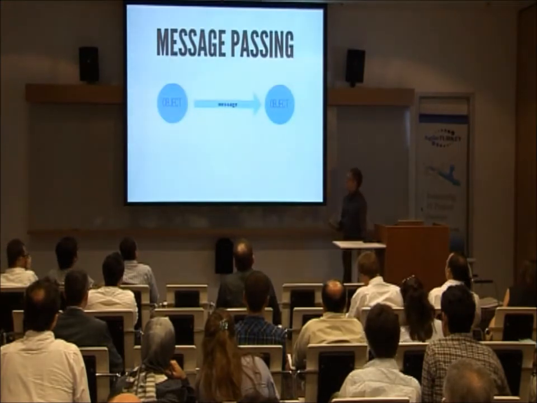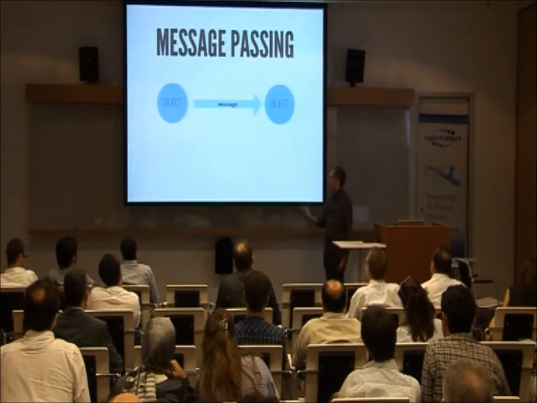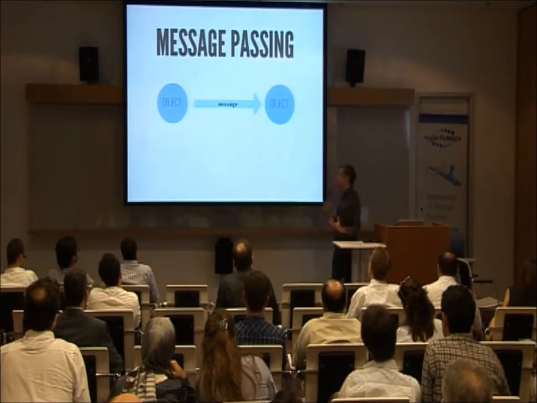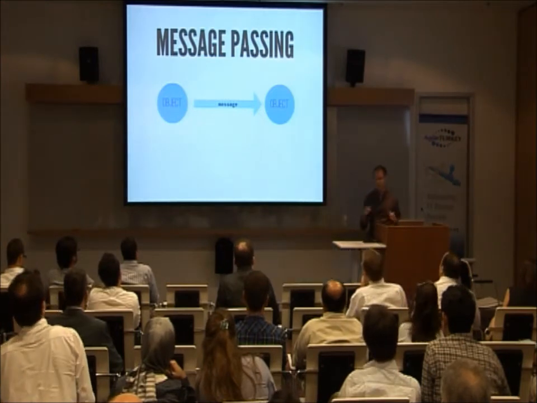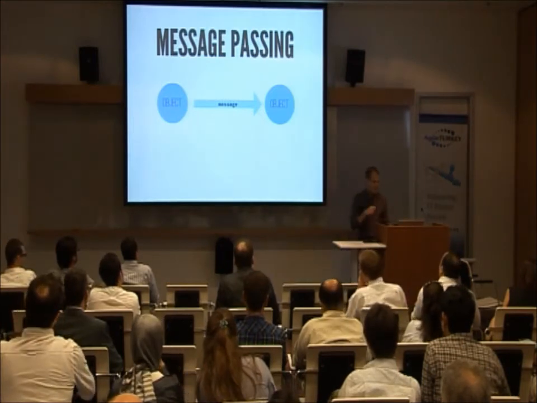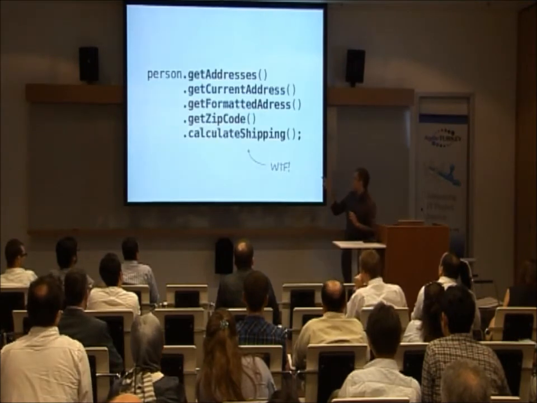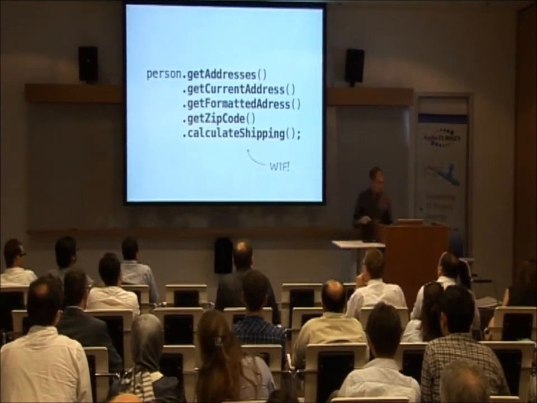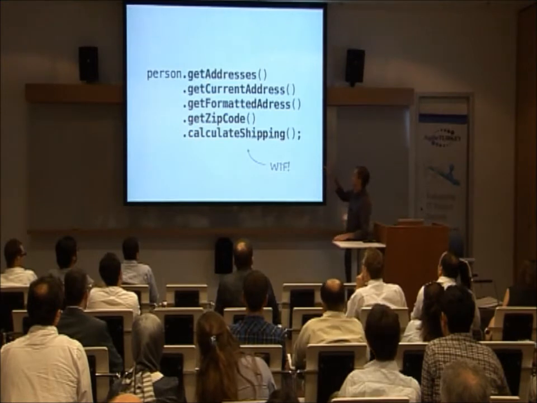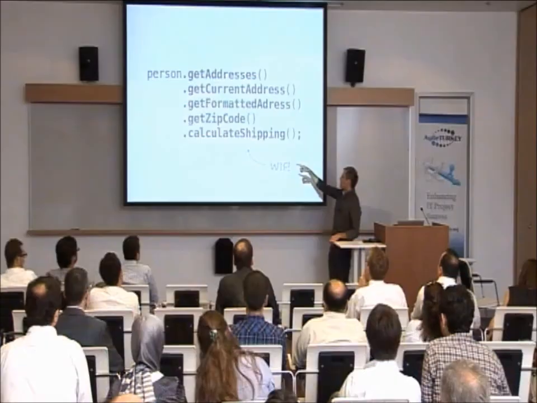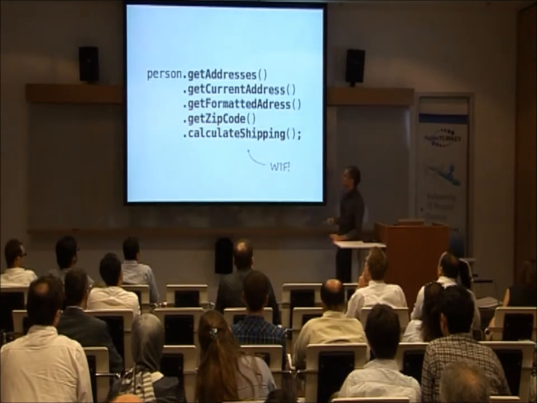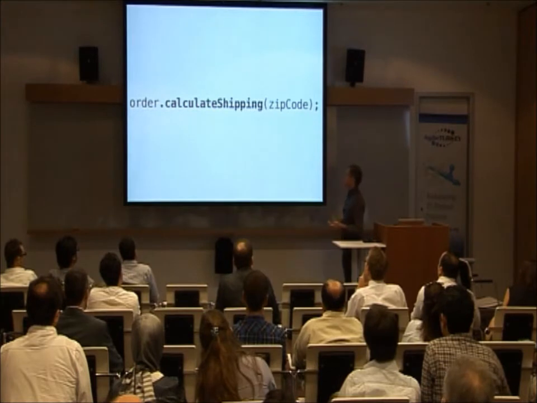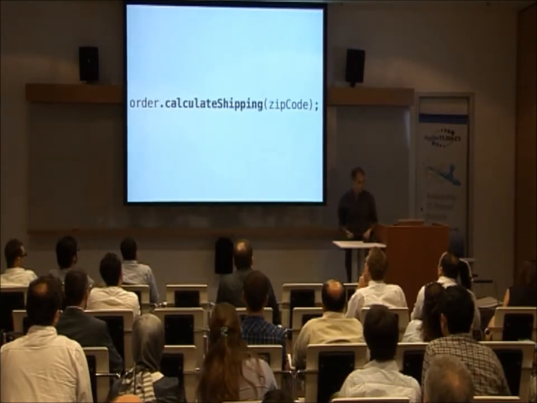Tell, don't ask is about message passing, where objects talk to other objects with messages. They tell you to do stuff. They don't gather things about you and then decide what to do. This is not the way we should code. So here I think it's going to get the address, actually get the zip code and then calculate the shipping. But it's actually even on the wrong object. This is more like it. We should tell the order to calculate the shipping, giving it a zip code.